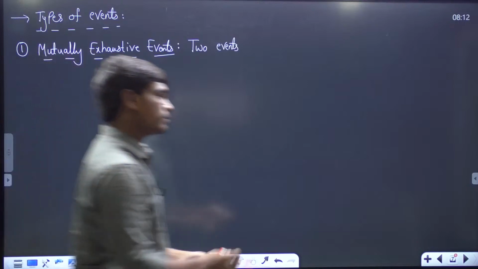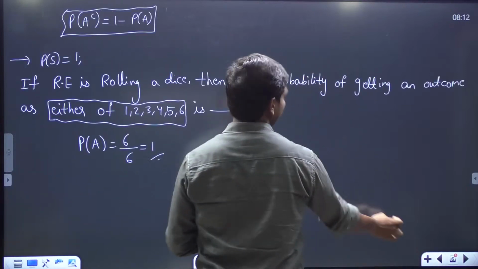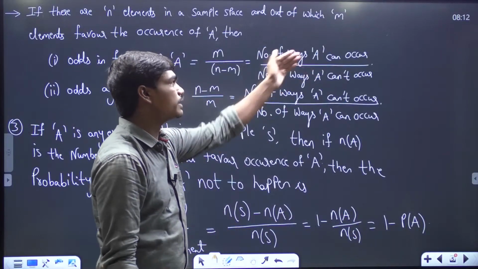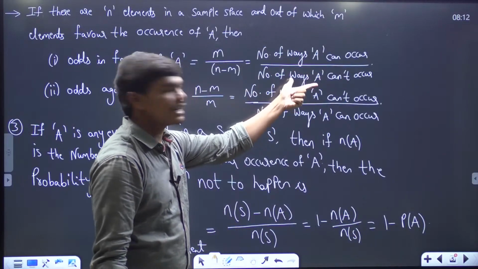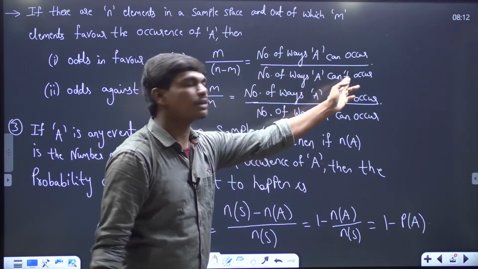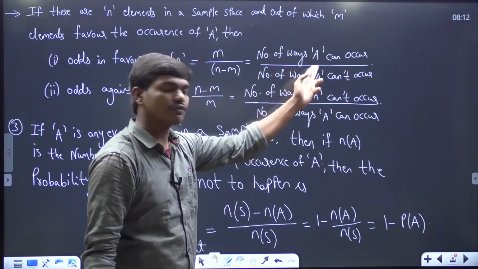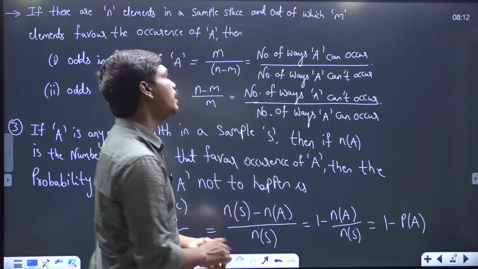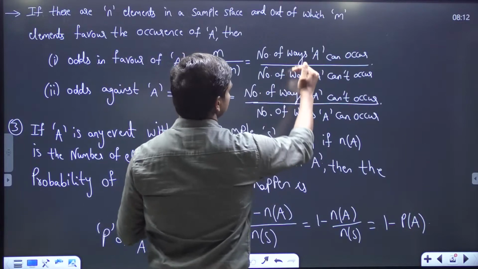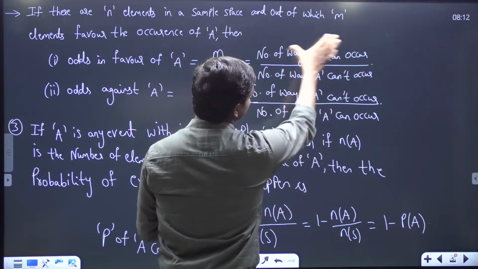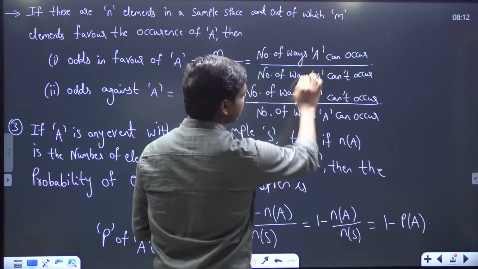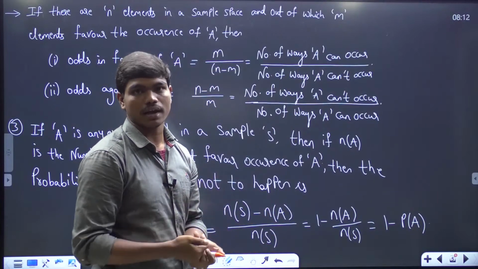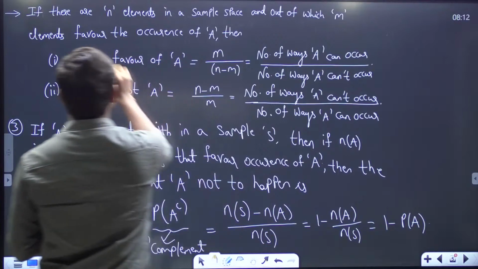Odds in favor is nothing but this ratio. This mathematical definition means the number of ways in which this event can happen divided by the number of ways A cannot happen. If you write the total number of elements in the sample space instead, this is the definition of probability of A. But here, instead of probability of A, we need the success ratio: if these are the number of ways in which A can happen, and these are the ways A cannot happen, you see which has more probability, A happening or not happening. So we call that odds in favor of A.